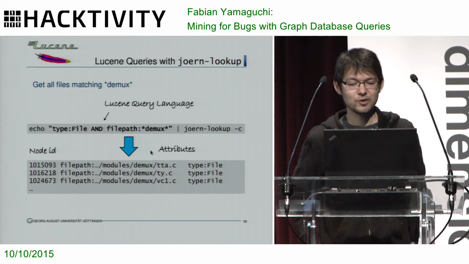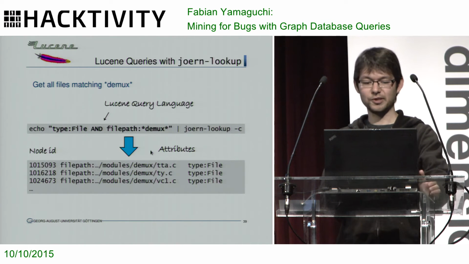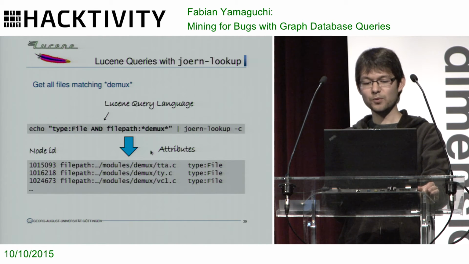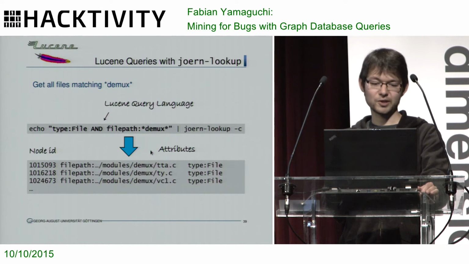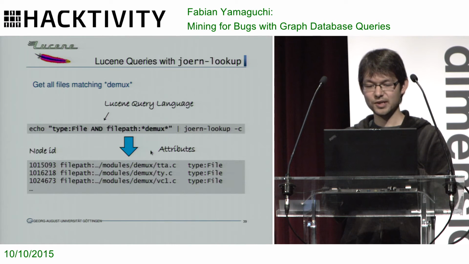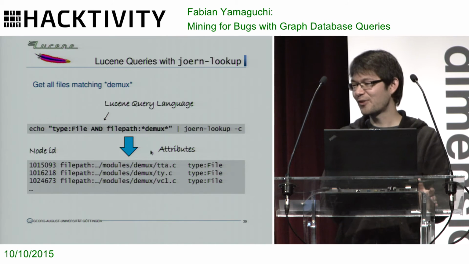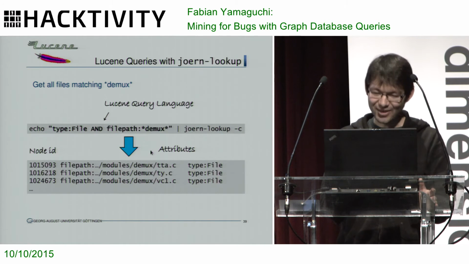So here's an example of a very simple Yearn query. So this is just Lucene really. So let's say we want to have all the files that have the name dmux inside them. So we can write this query, type as file, and file path is dmux, and we can pipe this to Yearn lookup, and it will give us all of these paths and also the IDs for this. Now you're probably thinking, okay, so why do I need this? I could just use find, right? So now comes the magic.